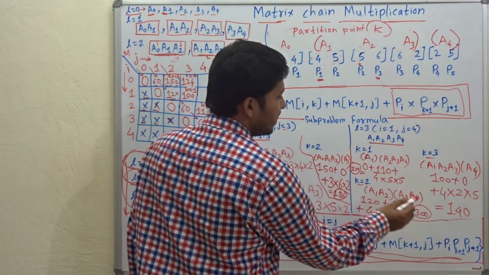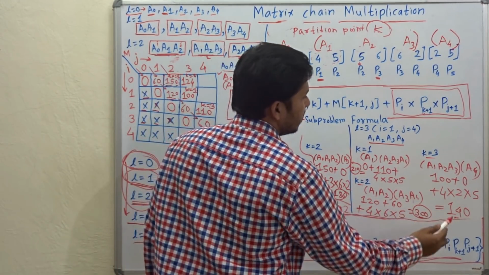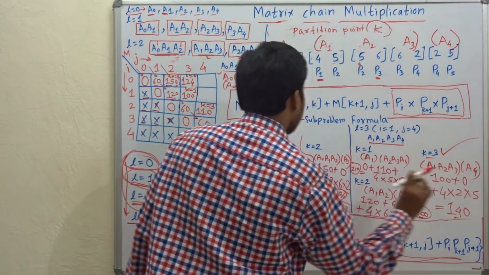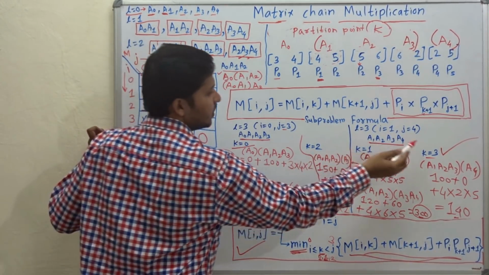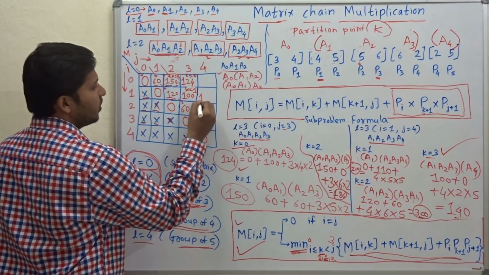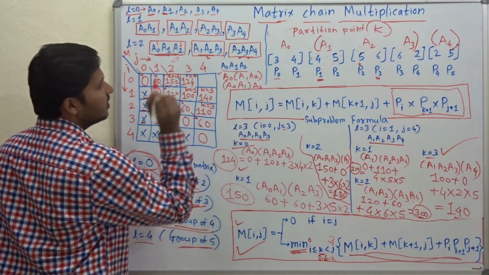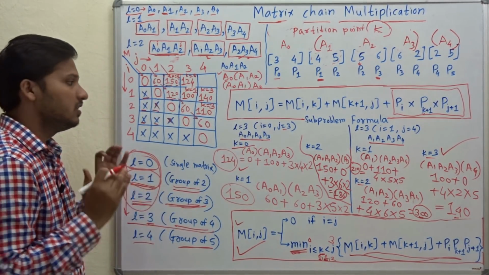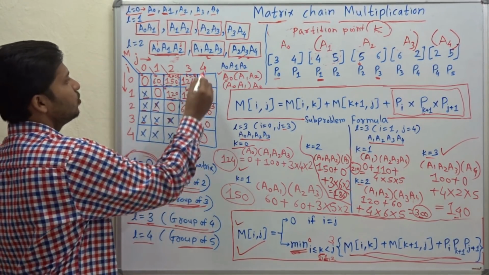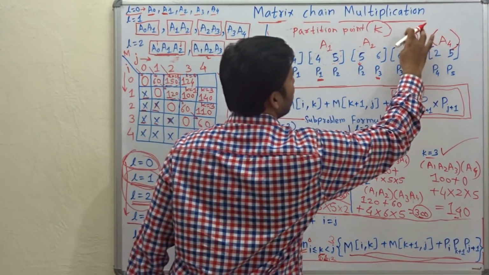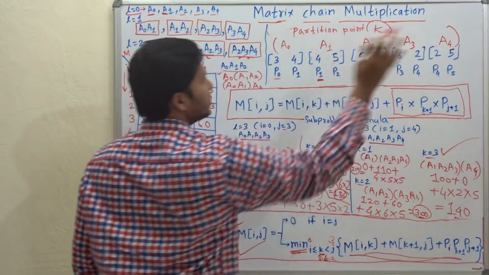Means out of 210, 300 and 140, what is minimum? 140 is the minimum. So k equal to 3 is the partition point. And for 1 to 4, means for A1 to A4, 140 is the cost and k equal to 3 is the partition point. Now let's go to the final cell, that is 0 to 4, means all the matrices. Okay. So let's see for 0 to 4.